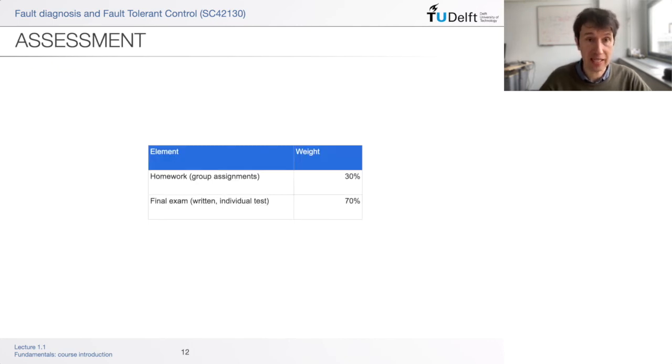Regarding assessment, as anticipated, you are assessed on homework, the group assignment, for 30%. And the final individual written test, which is going to happen in person, is going to account for the remaining 70%.